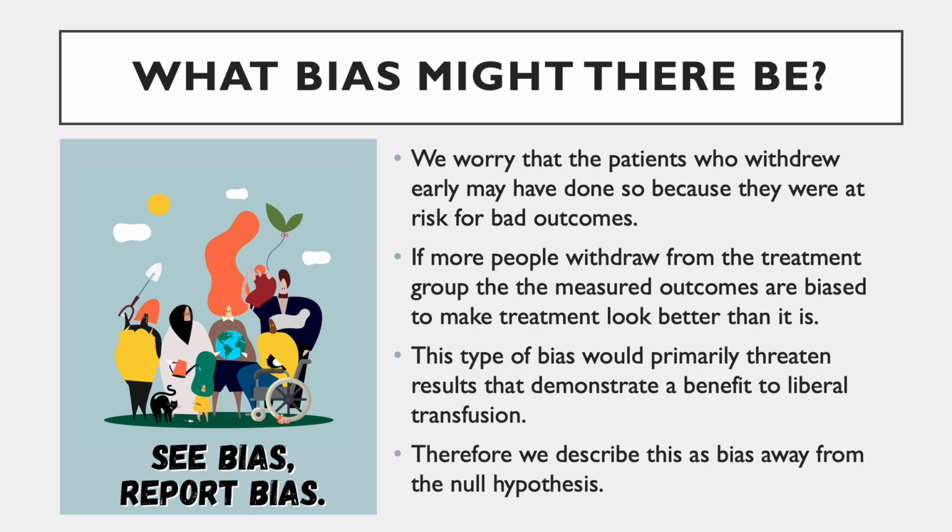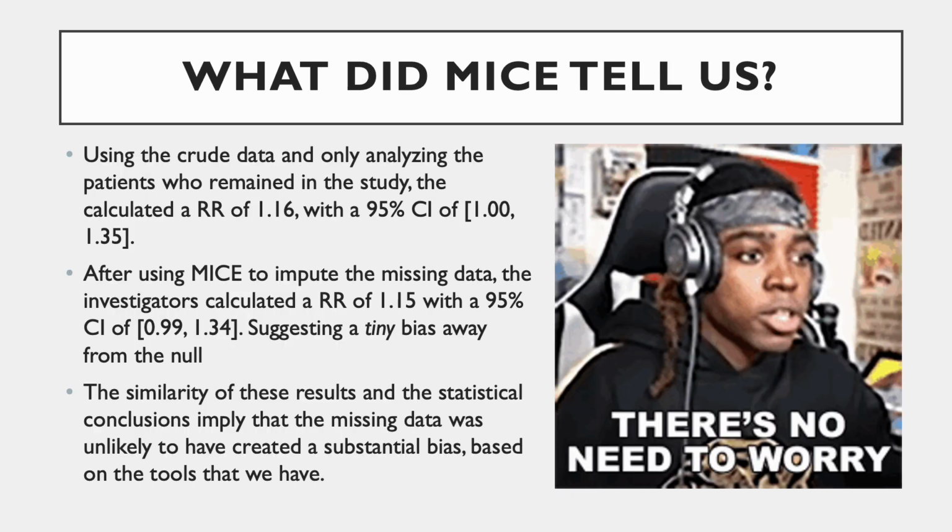So what sort of bias could this differential loss of follow-up cause? Now, we're worrying that the patients who withdrew early could have done so because they were having worse outcomes. And if more patients withdrew from the treatment group than the control group early on, then the measured outcomes would be biased to make the treatment look better than it actually was. Now, this type of bias would mainly threaten the outcome of the study if that study was showing a good benefit to liberal transfusion. So we would describe the bias as being a bias away from the null hypothesis.